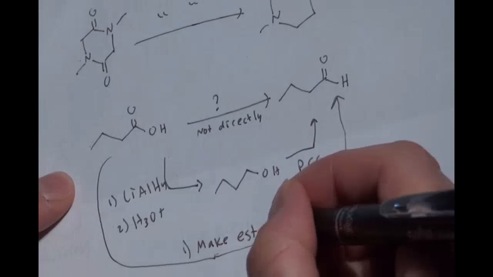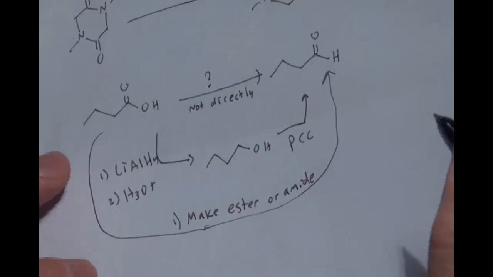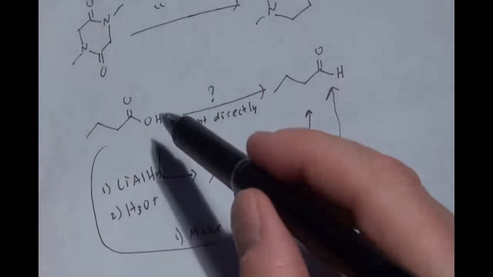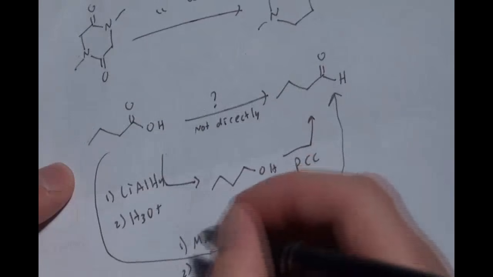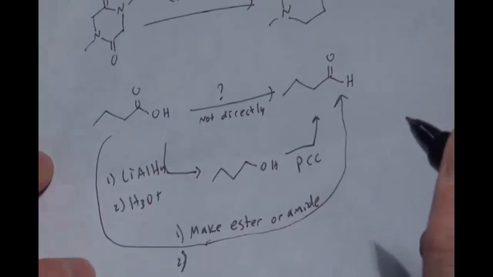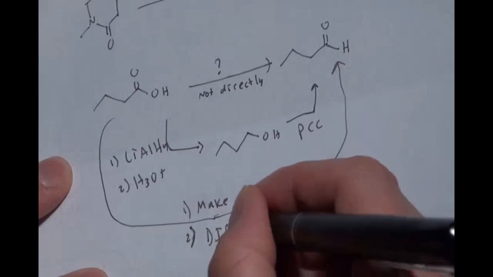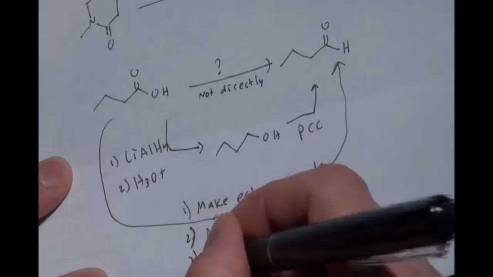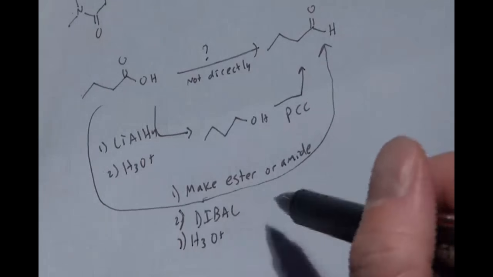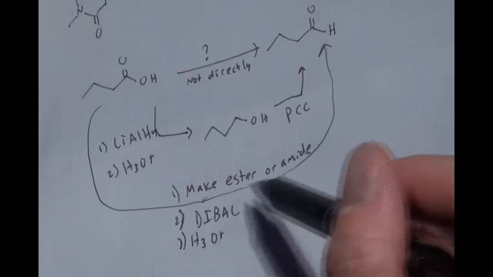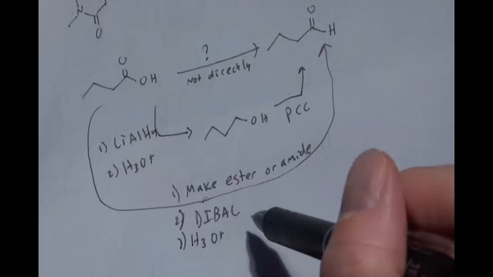So we could say, make an ester or an amide, your choice. You could do a methyl ester or a methyl amide or something, and then we could do a single step reduction of the ester or amide using DIBAL and H3O+. So now we learned that esters or amides are reduced in a single step with DIBAL to the aldehyde.